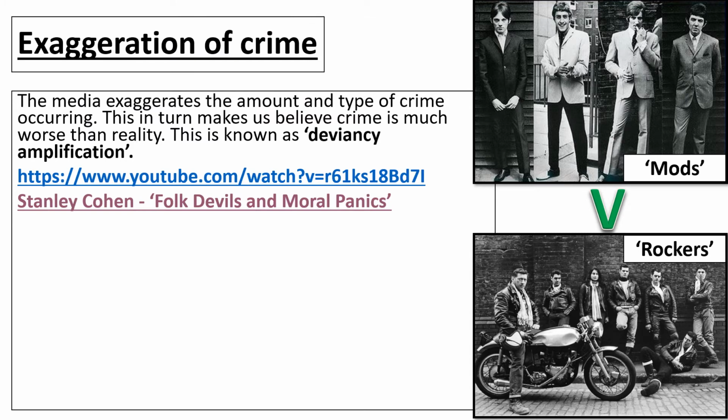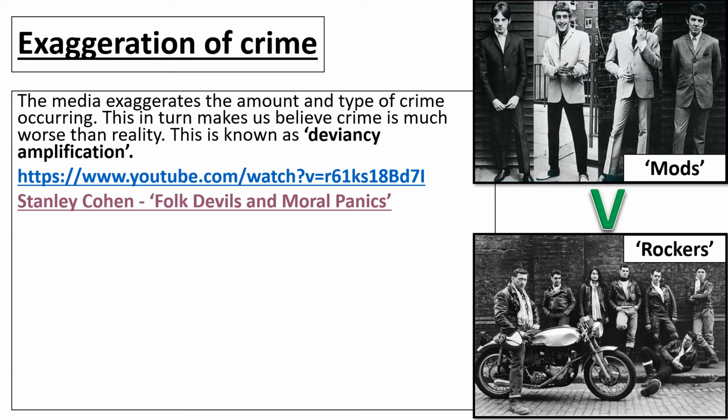So the exaggeration of crime by the media is an important area of discussion for sociologists. So they look at how the media exaggerates the amount of crime that occurs, but also the type of crime that's occurring. So we know that they exaggerate violent crime more so than other types of crime. This in turn makes us believe that that type of crime is worse than it really is. And this is known as deviancy amplification.